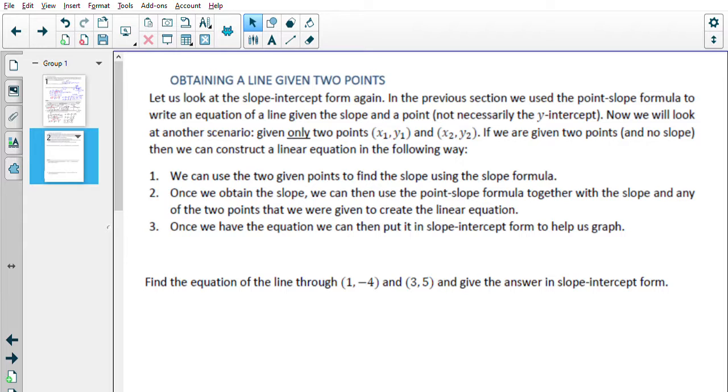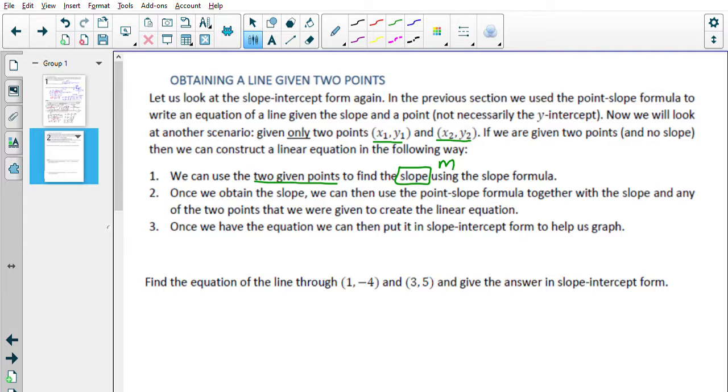But now if you're only given 2 points, meaning you're given x1, y1 and x2, y2, if you're given those 2 points and no slope, you can still get the equation. So the trick is to do this in a couple of steps. You can use those 2 points to calculate the slope. So your first goal will be calculate m.